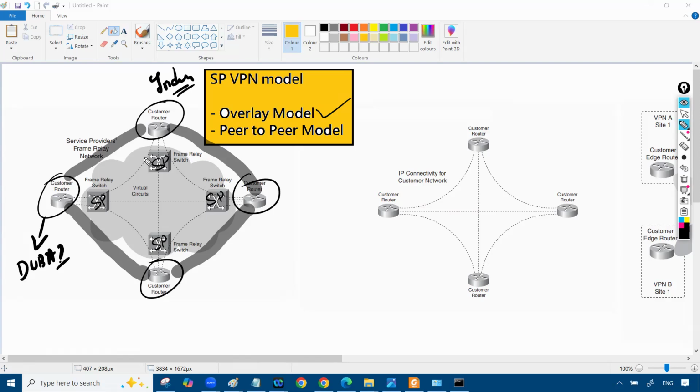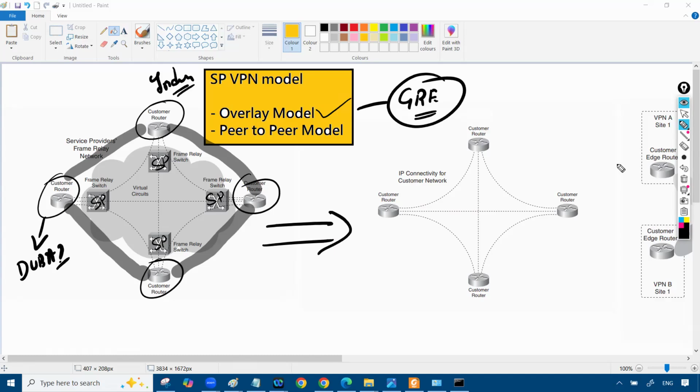That's the overlay model. If you see the diagram this way, there is no provider edge and provider router coming into the picture. They are just going to forward the packet, but they will not maintain any customer route information. One of the good examples of the overlay model is GRE. This is the best example we have.